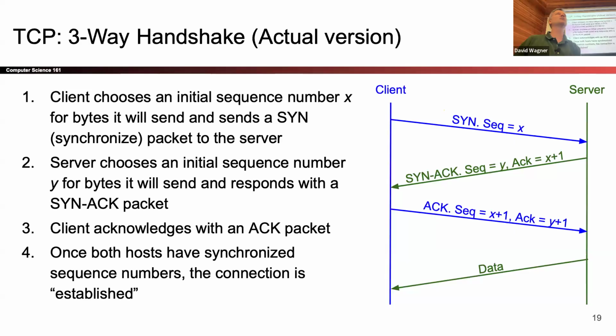They both have sequence numbers they can use to label the data. And so if now the server was sending some data to the client, the sequence number it would use for the first byte of data it sends is, you tell me, Y plus 1 or X plus 1? Server to client, Y plus 1, that's right. The server picks the initial sequence number for the data it's going to send, so Y plus 1.